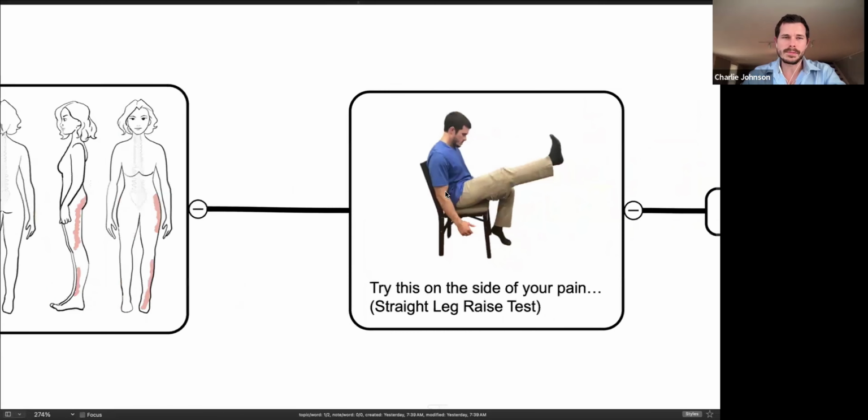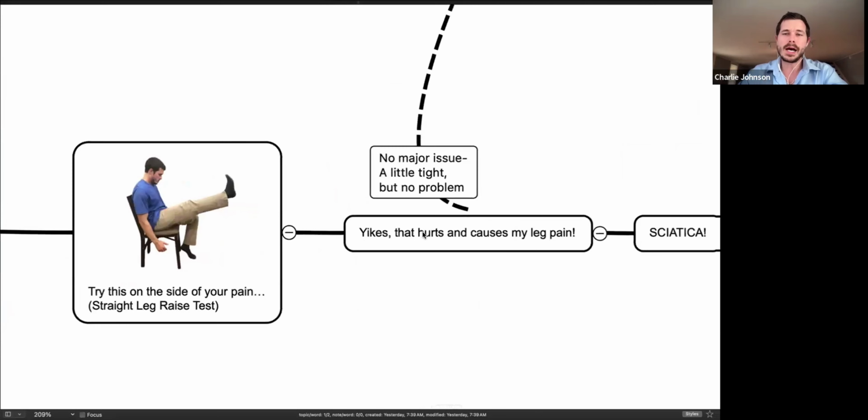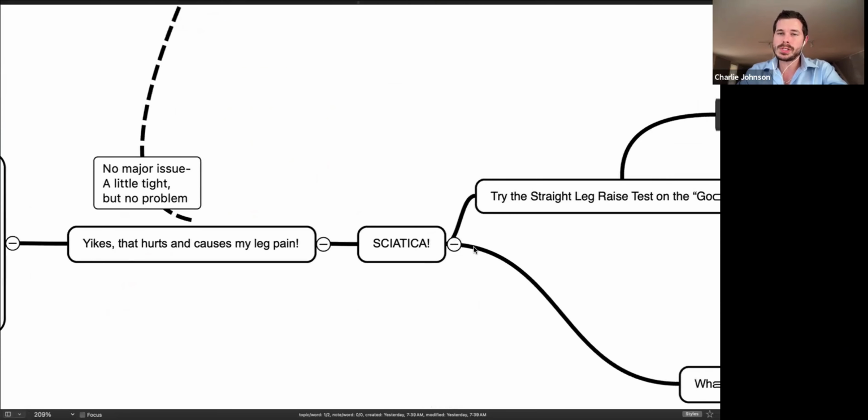And try this out. If you have this, chances are, if you pull on that nerve by doing the leg raise, remember, that was one of his yucky motions. He already told us that he has a positive leg raise, and that's a really good screening test. Yikes, that hurts and causes his leg pain. If it didn't hurt, he could go somewhere else. Sciatica is the most likely source of symptoms.